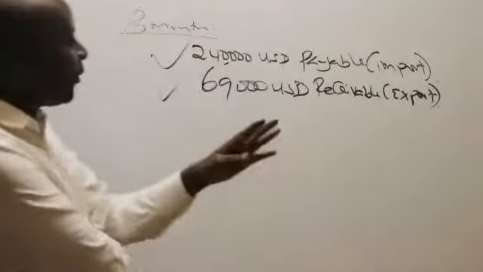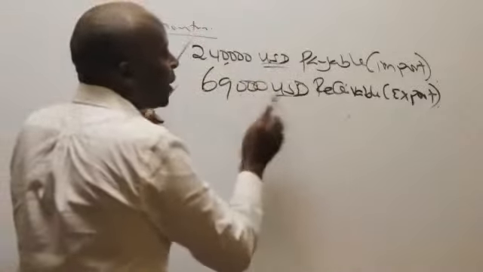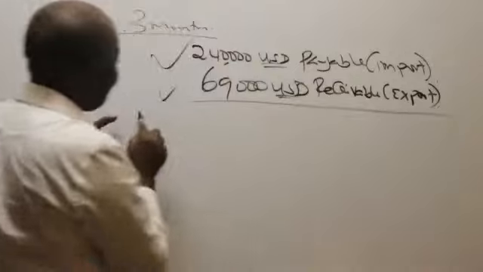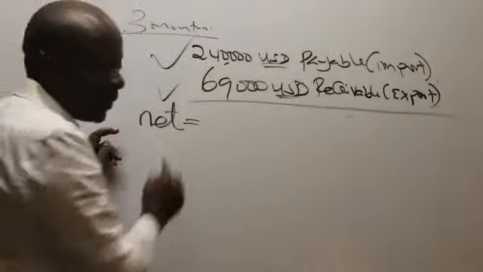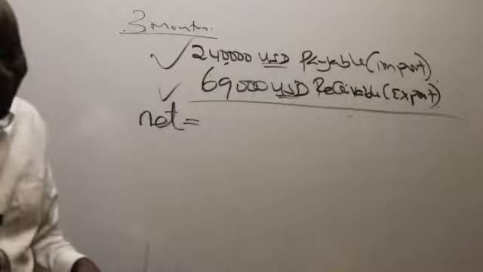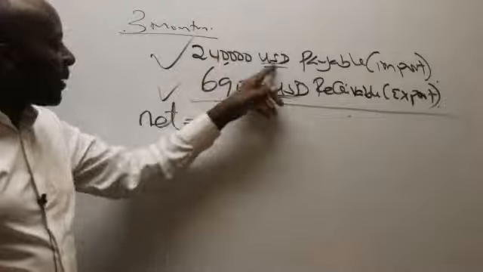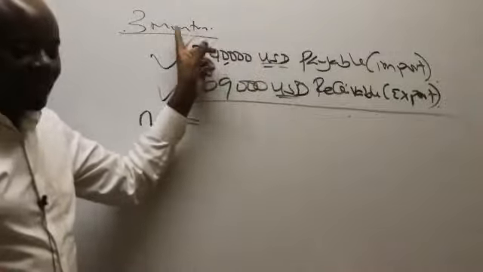So wakati umeona hapa ziko same duration na ni same currencies, lazima utupatie the net. Hebu saidia mwalimu net ni ngapi hapa sasa? Saidia mwalimu tupatie net. Zikiwa same currency, same months, same duration.